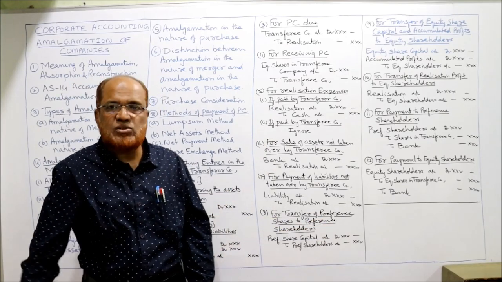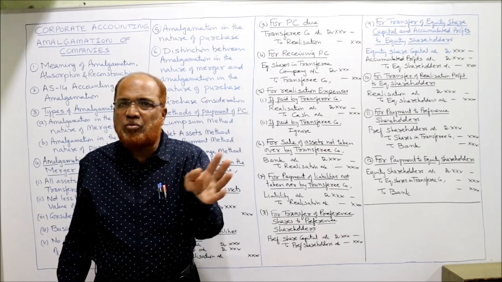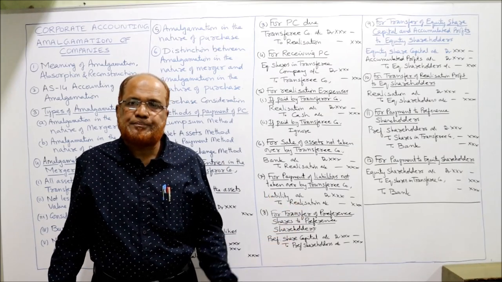Next, sale of those assets which are not taken away. In some problems it will be there, in most problems it will not be there. If it is there, pass the entry. If it is not there, we leave it.